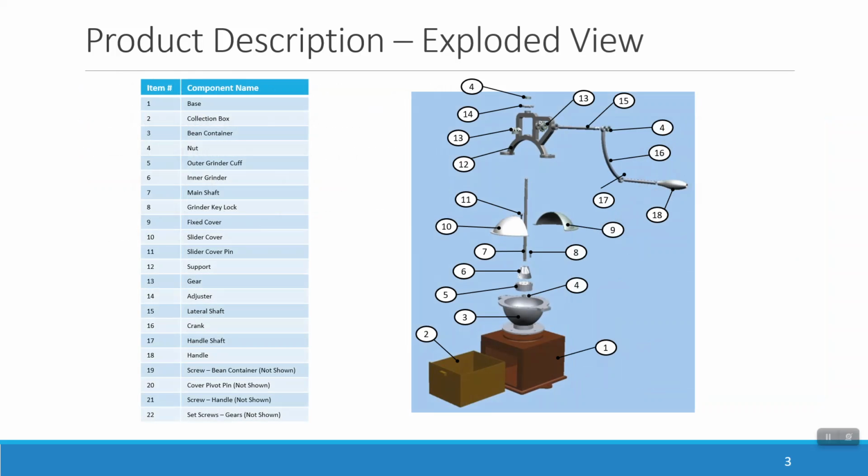The exploded diagram shows that our coffee bean grinder consists of 22 different components, of which some are used several times. The coffee beans are placed in item 3, the bean container, and are physically ground by components 5 and 6, the outer grinder cup and the inner grinder.